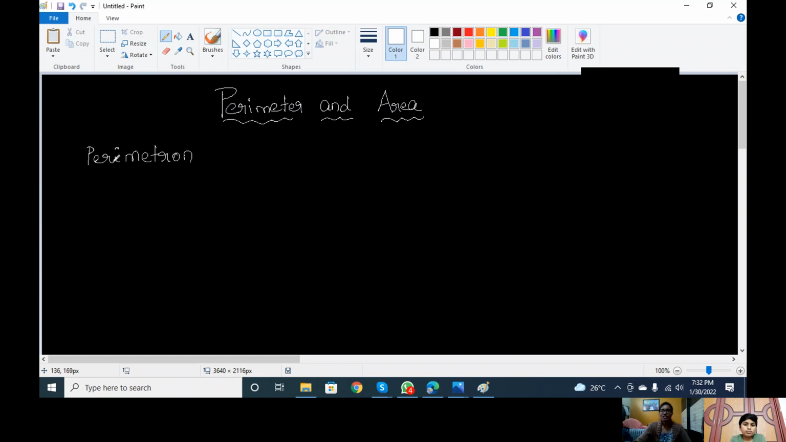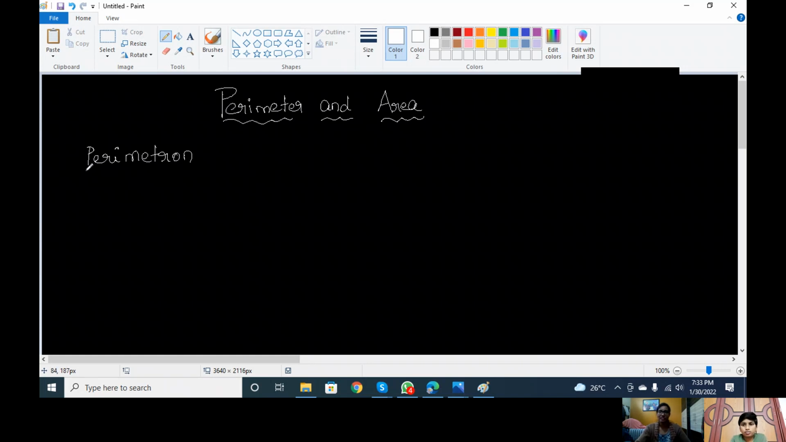So we are measuring around the place. So it is a measure of boundary. Perimeter is a measure of boundary. So many polygons we have. Polygons means the shapes which are having three sides and more than three sides. For example, tell me a three-sided figure.